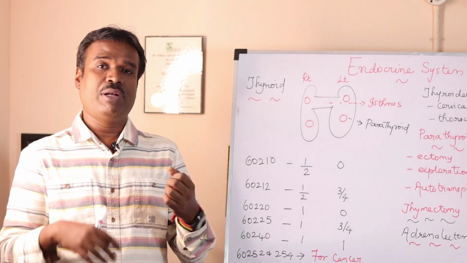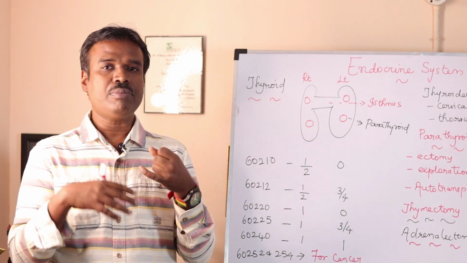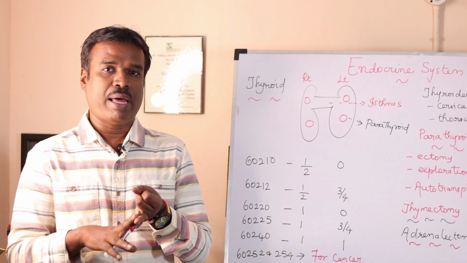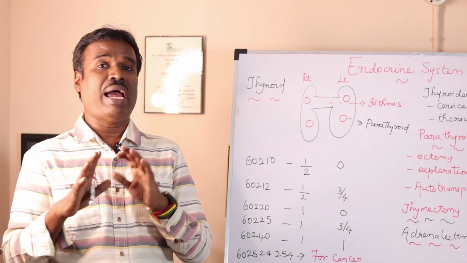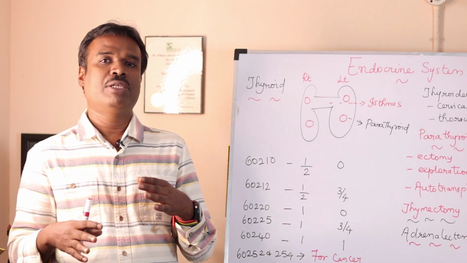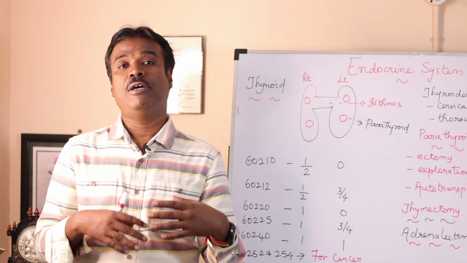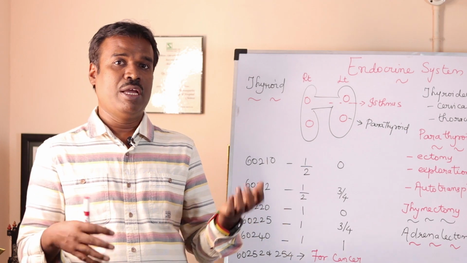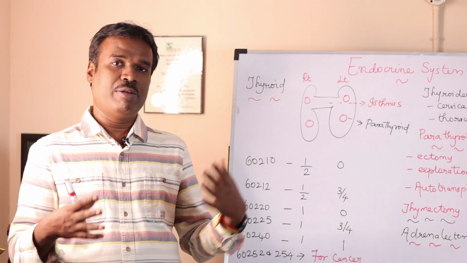So in this section, we'll be talking about the thyroid predominantly, and about the parathyroid, the thymus, and the adrenal gland. Coming to the thyroid gland, this is a major gland that is involved in maintaining the basal metabolic rate actually. For metabolism, the thyroid gland is very much needed.